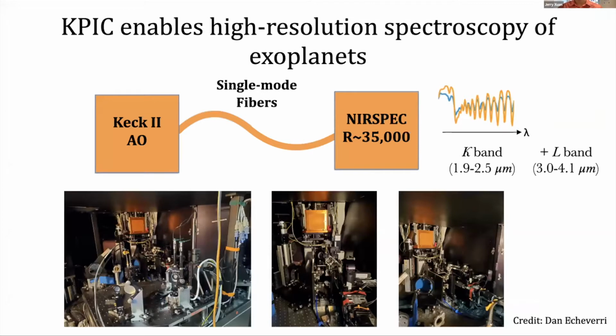In short, KPIC lives at the interface between the Keck-2 adaptive optics system and NIRSpec, which is a high-resolution near-infrared spectrograph. KPIC is using single-mode fibers to connect the two, as well as a bunch of optics and mechanical components. At the end of the day, we get resolved spectra of these exoplanets that show their absorption lines, as shown by this cartoon here. We've mostly been operating in K-band, but in phase 2, we also will commission L-band as well.